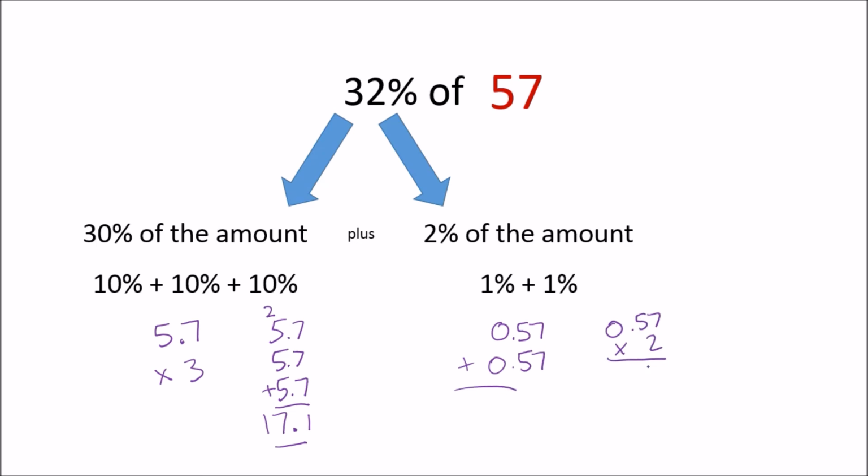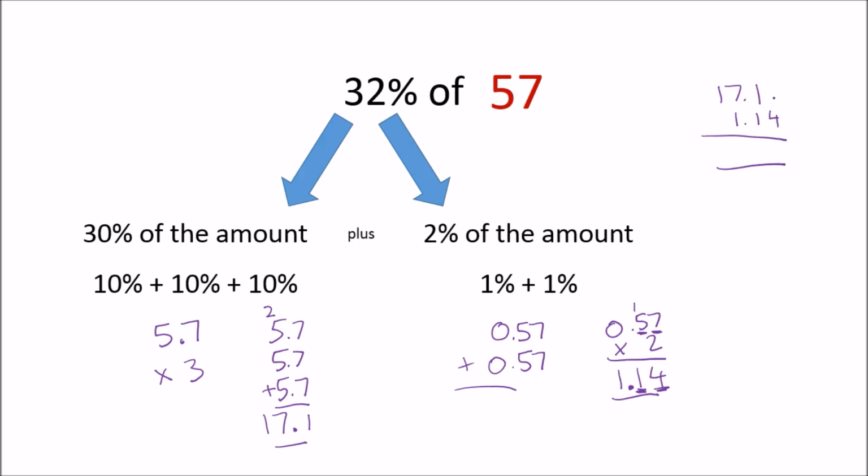And I'm going to show you this one here now. So 2 times 7 is 14, carrying the 1. 2 times 5 is 10, plus 1 is 11. Here we have 2 decimal places, so in our answer we're going to have 2 decimal places to put the decimal point there. So 30% of 57 is 17.1. 2% of 57 is 1.14, and we are adding these.